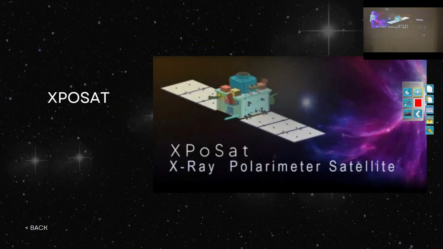So, next we have XPoSat, X-ray polarimeter satellite. This is India's first X-ray polarimeter satellite. It was launched in 2024. And what is the aim of the satellite? It is to study the X-rays.